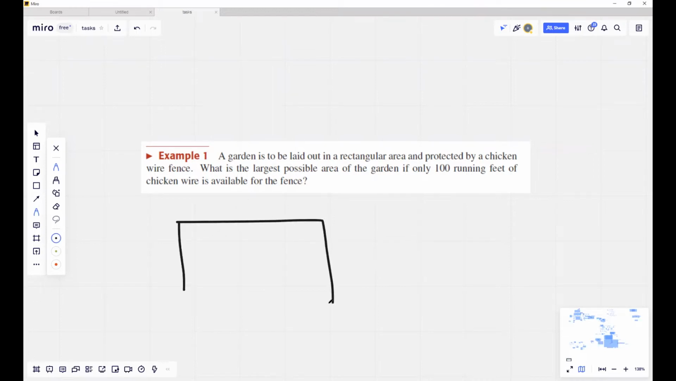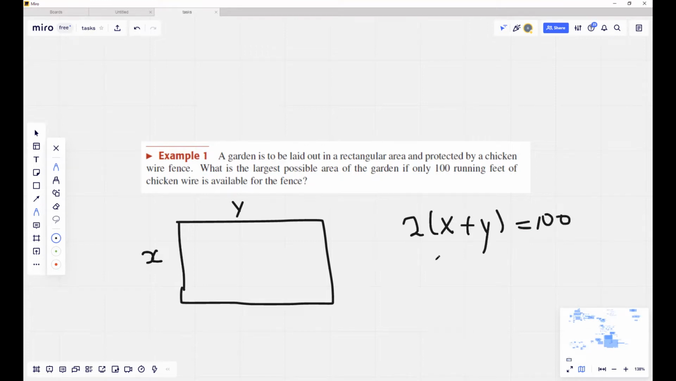So basically we have a garden, a rectangular area. Let's set up some parameters. Let's call this side length x, this side length y. Then our first constraint is that perimeter should be equal to 100 feet since the length of available wire is only 100 feet. So 2x plus 2y is equal to 100. So x plus y is equal to 50.